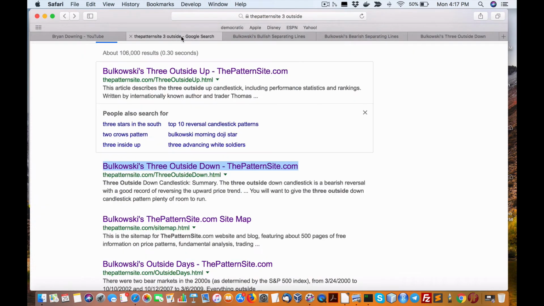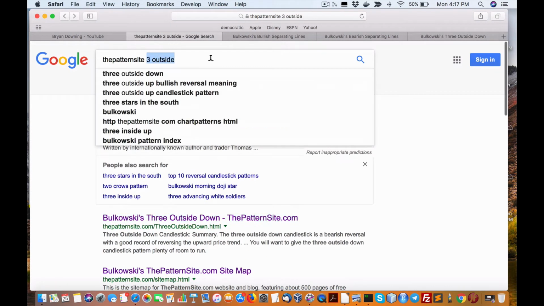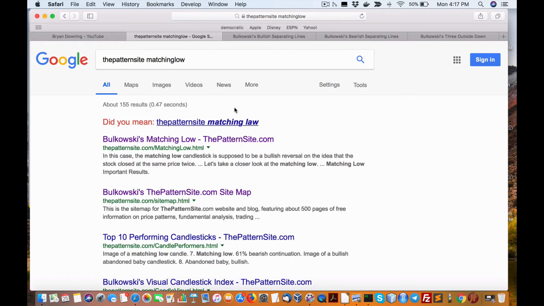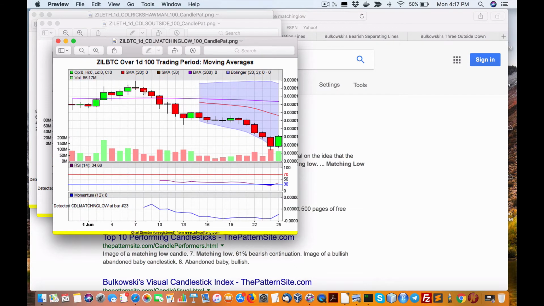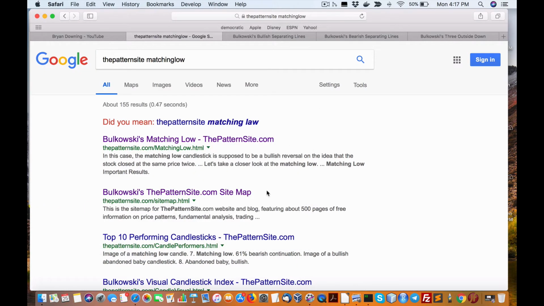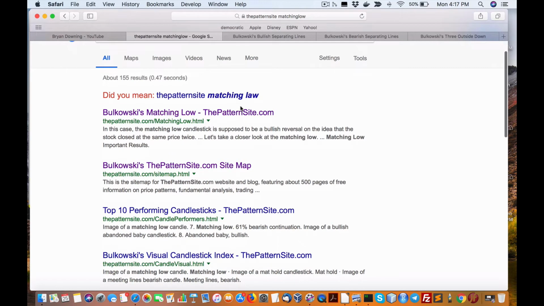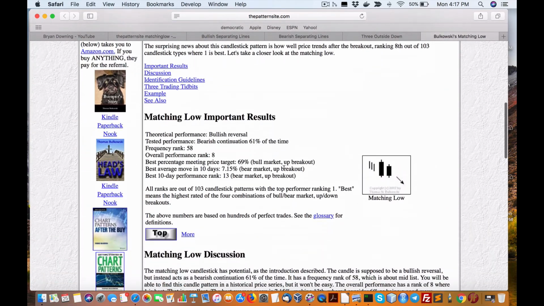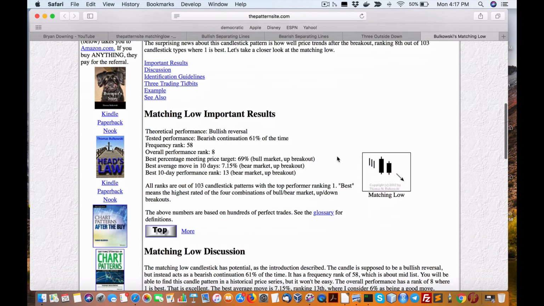Okay. Matching low. And what do we call that? A bullish matching low. That's a bullish sign. Okay. So matching low importance. Frequent 69%.